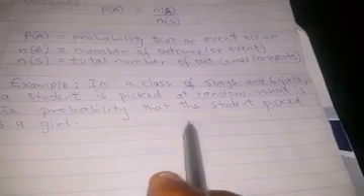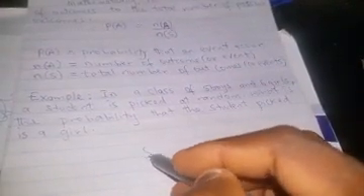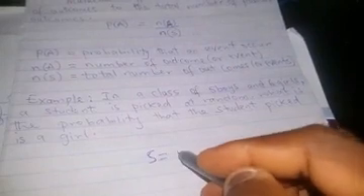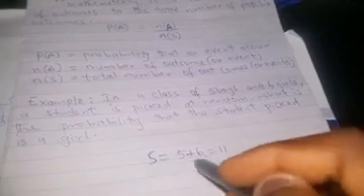Okay, now we're going to look at some examples to explain that definition. Here we have a class of 5 boys and 6 girls, and a student is picked at random. What is the probability that the student picked is a girl? In the class, first of all, we have the sample space. Your S there means the sample space, which signifies the total number of outcomes. And we have 5 boys and 6 girls, so 5 plus 6 is equal to 11. So the total number of outcomes is 11.